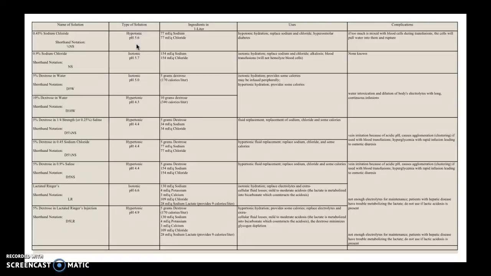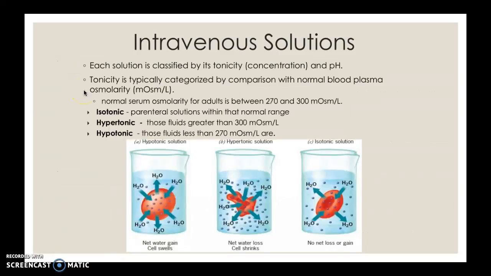However, there's a caveat. If the solution has dextrose in it, that raises the tonicity, at least temporarily. So this D5W, 5% dextrose in water, because it has dextrose in it, that's going to make it an isotonic fluid. If it was just the water, it would be hypotonic. But once the body has metabolized the dextrose, the tonicity decreases.